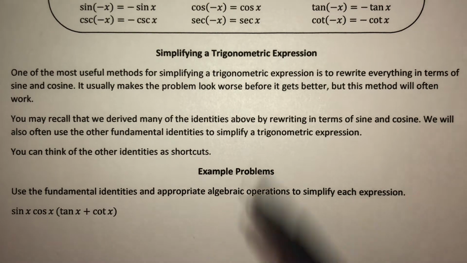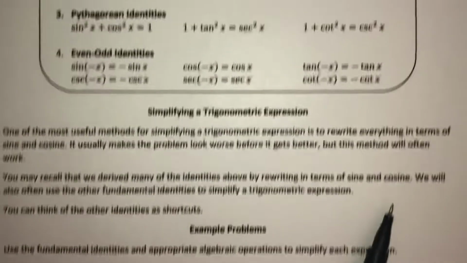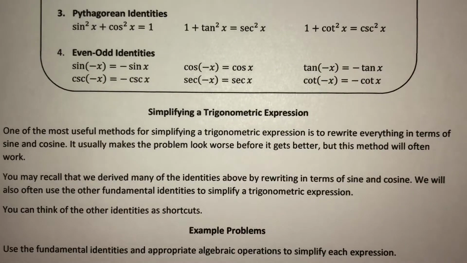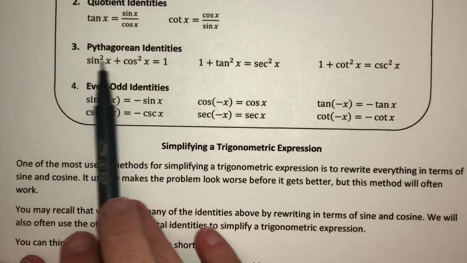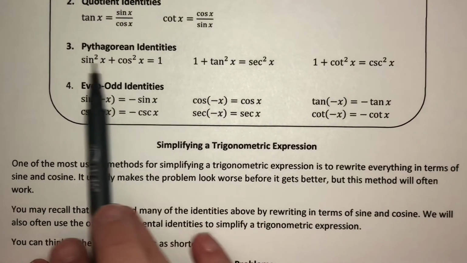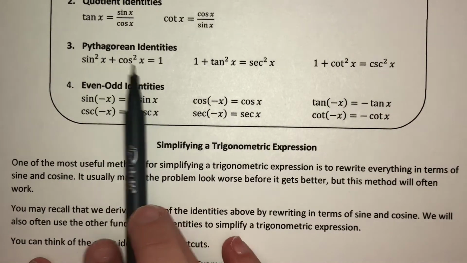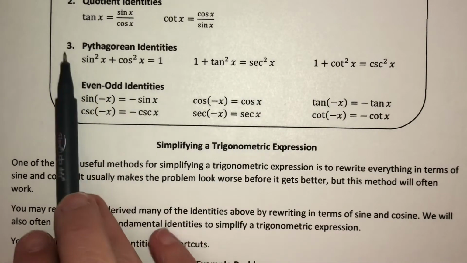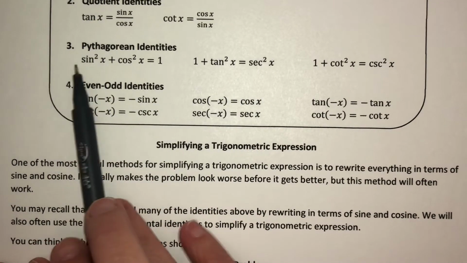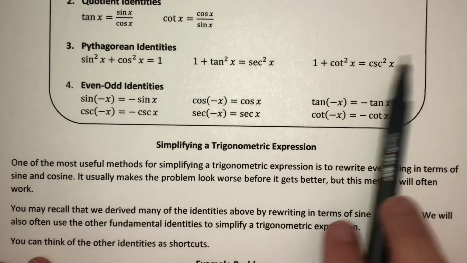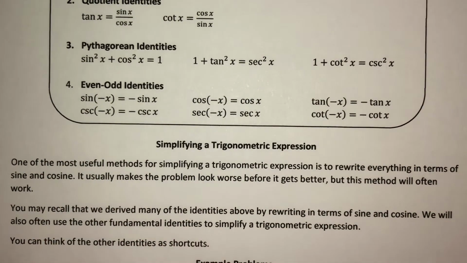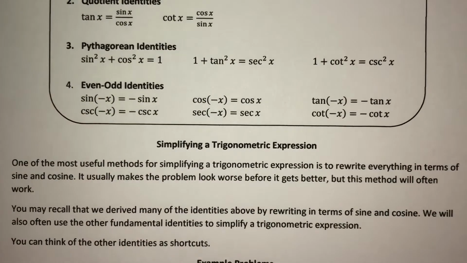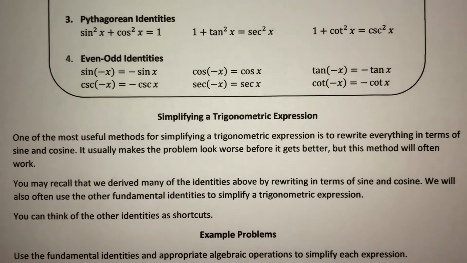And then the rest of these identities, we developed by rewriting them in terms of sine and cosine. We had this first Pythagorean identity that came from the unit circle. And then to get this identity, you divide everything by cosine. To get this identity from here, you divided everything by sine, and it worked. So the rest of these identities you can think of as shortcuts. We got them by writing them in terms of sine and cosine, and we're just using the simplified form now.